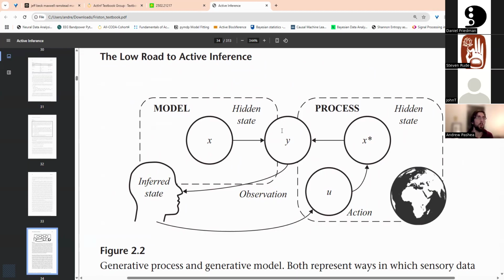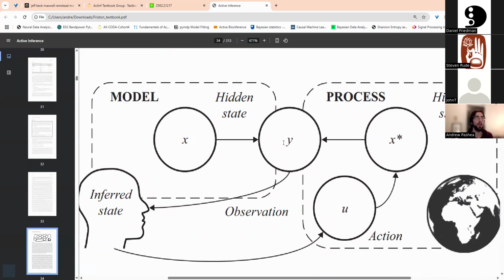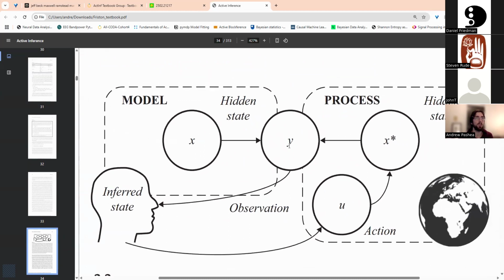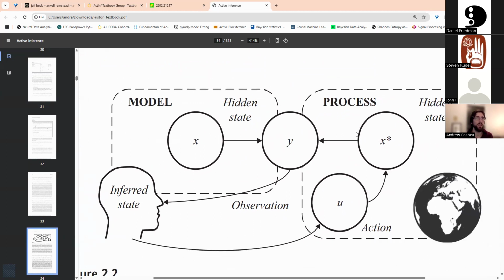Daniel and I were just chatting about it just prior to this session. We notice there's nothing here directly connecting the agent and the environment other than this Y here, this observation. That's what is emitted by the quote unquote true hidden state of the environment, denoted by X asterisk here. And then that's used to infer the hidden state in the mind, so to speak, the generative model of the agent. We notice we have these dashed lines denoting the Markov blankets.